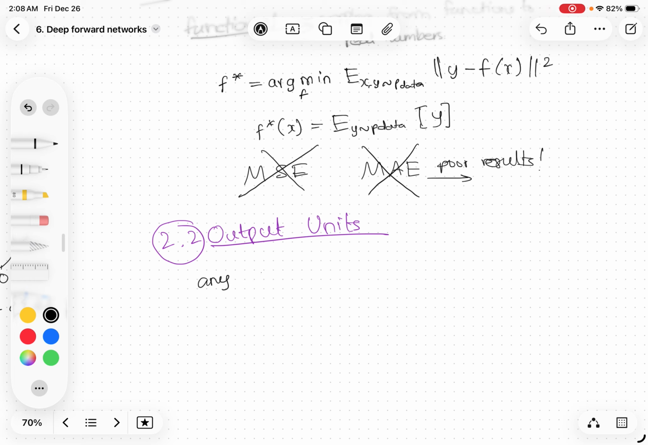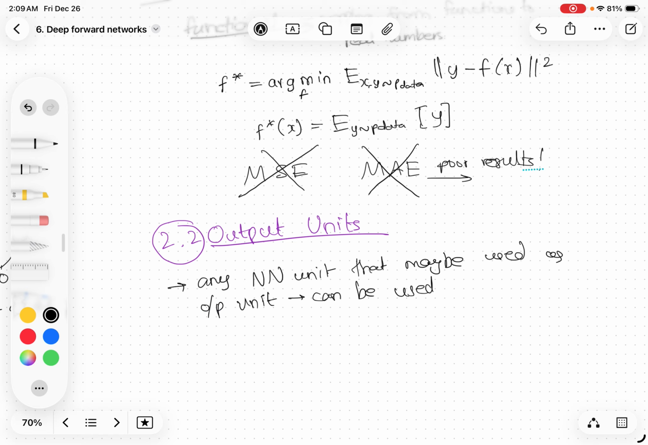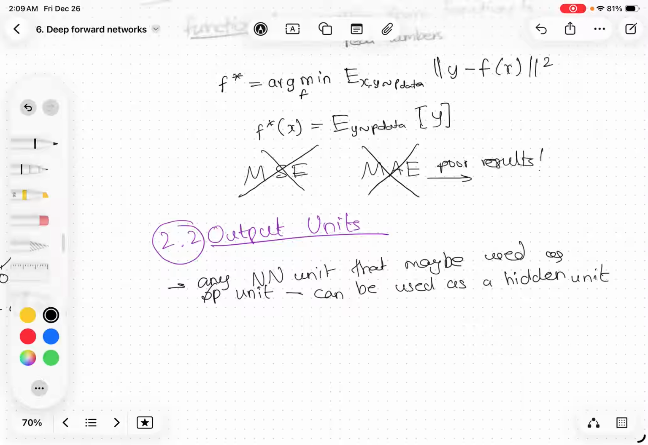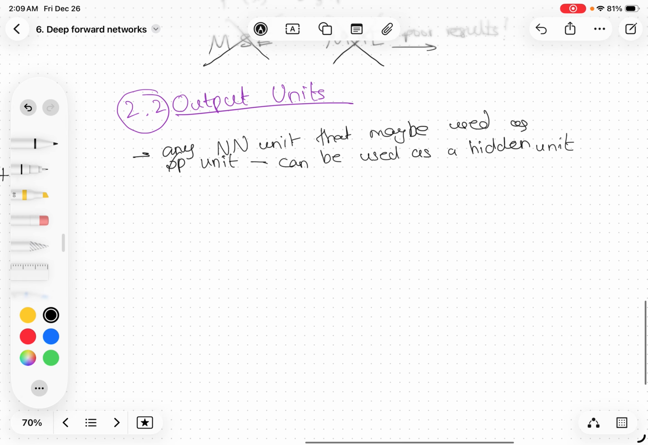So any neural network unit that may be used as an output unit can be used as a hidden unit. Basically, in a hidden unit, one unit is just outputting its result to another hidden unit. So this is why this makes sense. And let's go through some of the units that can be used.